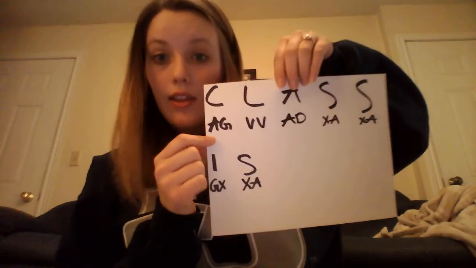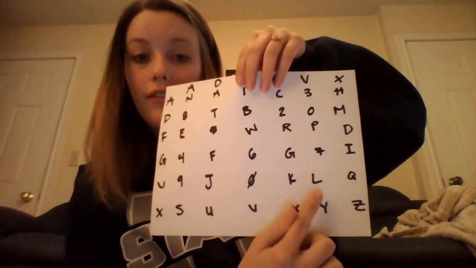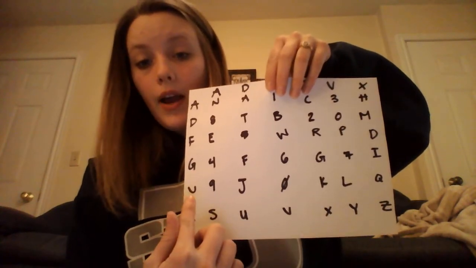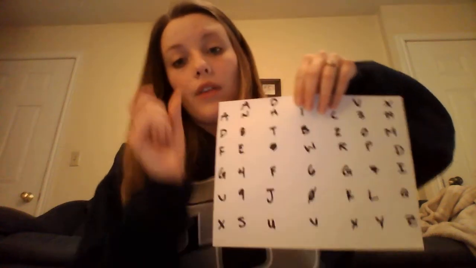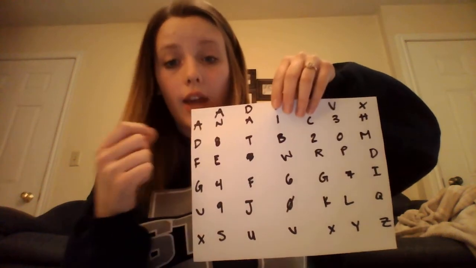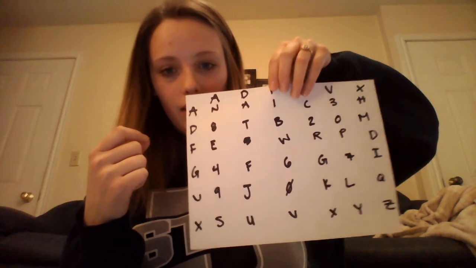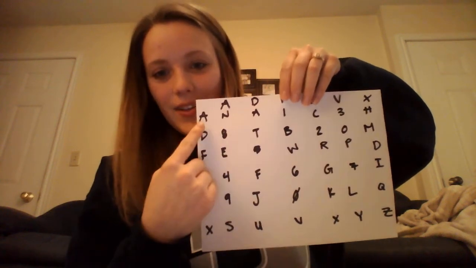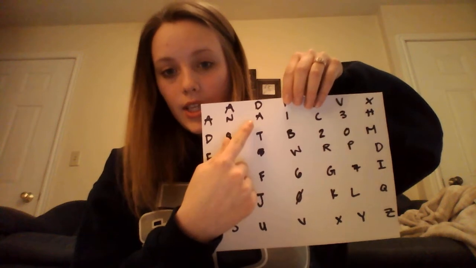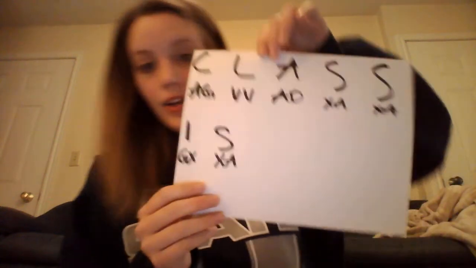So say that we wanted to send the message that class is canceled, because that would be wonderful. So we already found C, and that is AG, and that's right there. So say we want to find L and A. Our L is right over here. So horizontally, that is V, and vertically that is also V. So we write VV next to each other. And then for A, it's right here, and so it's in row A, column D. And so that's exactly what we did right here, and we just did it for the whole phrase. So class is canceled, and that's what it looks like.